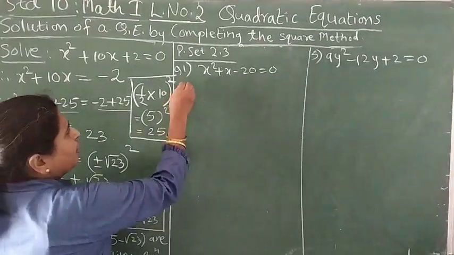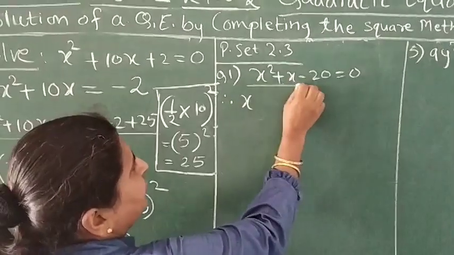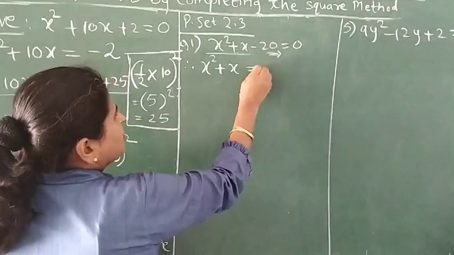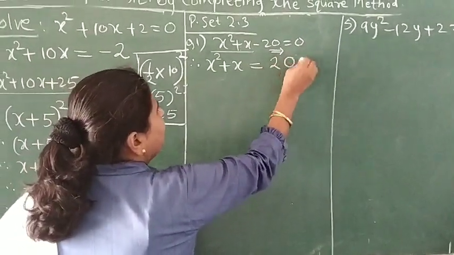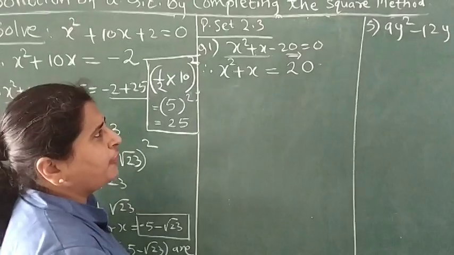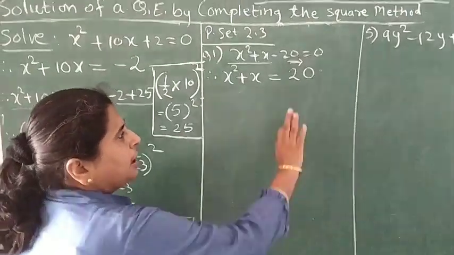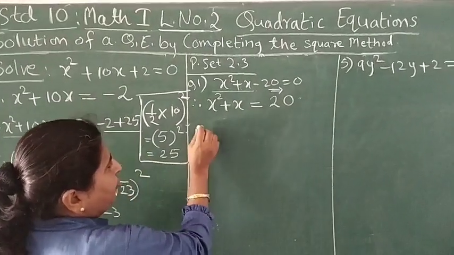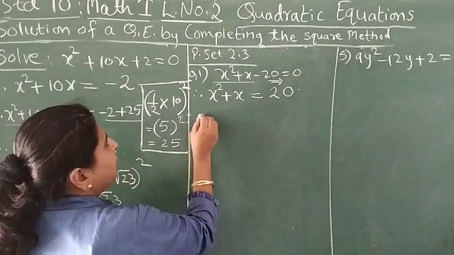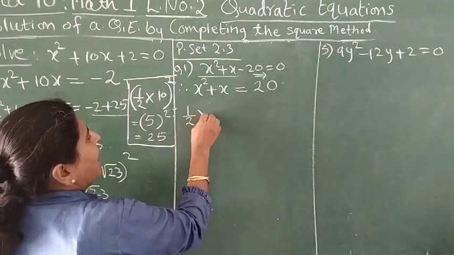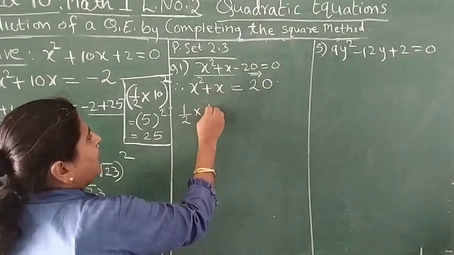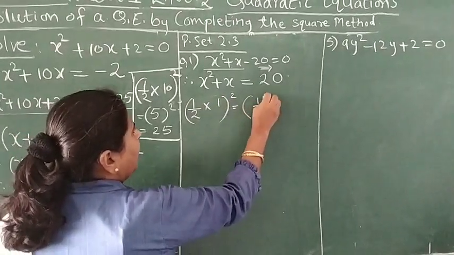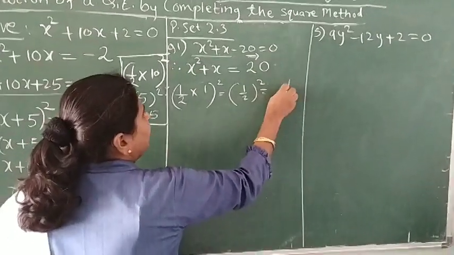So what is the first thing we are going to do? We will write only the first two terms, x square plus x, and take this minus 20 to the other side. So minus 20 going to the other side will become plus 20. Now we need to find the third term. If you are doing the calculation on the right side as rough work, then no problem. If you want to do it here, you can do it here also. Now we take half into the coefficient of x, that is 1. Half into 1, the whole square. Half into 1 is half, its square is 1 upon 4.